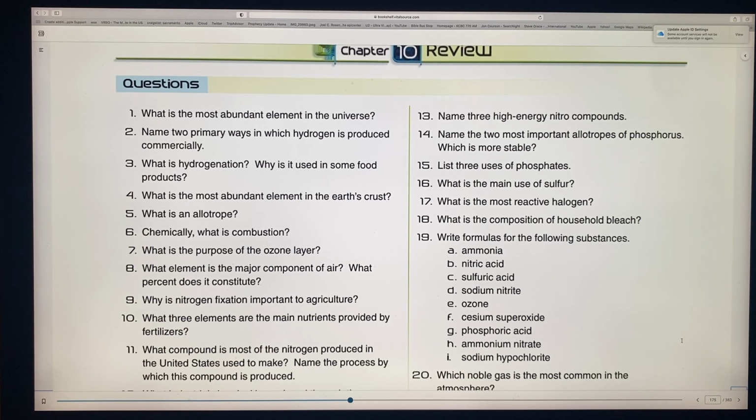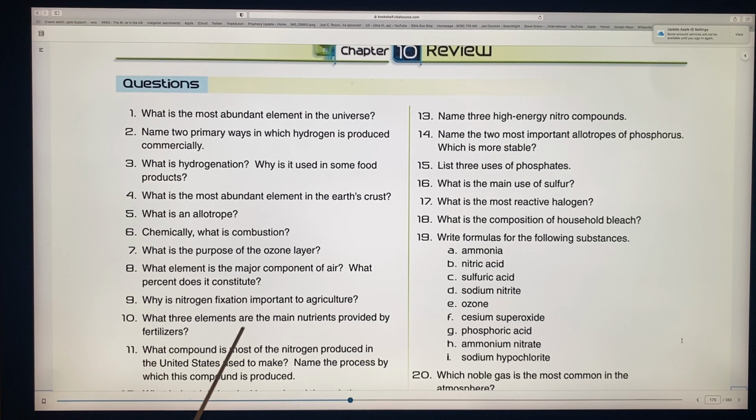Why is nitrogen fixation important to agriculture? Do you remember what nitrogen fixation was? Basically, as the nitrogen cycle comes, bacteria is important on certain plants, especially legumes like beans and peas. It produces protein, which is made of amino acids. And so it fixes nitrogen into the soil and into the plants. So, nitrogen fixation.